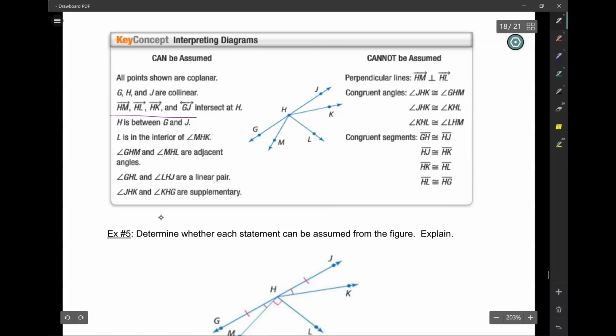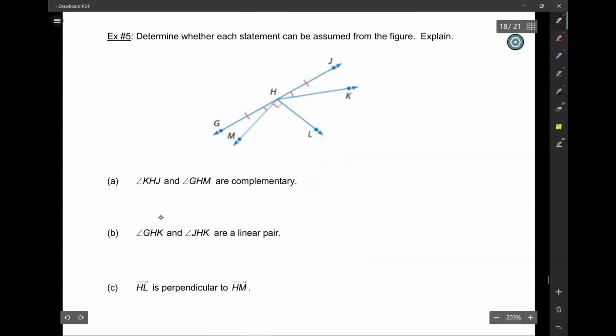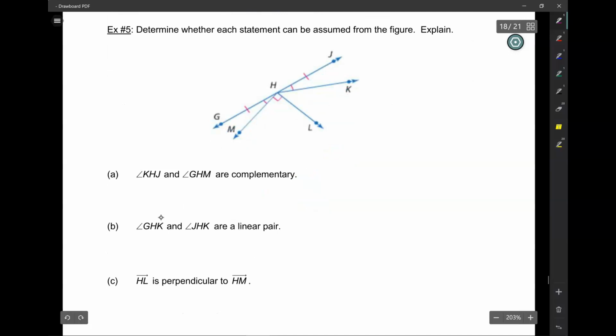Look at some of the things you can't assume. You cannot assume that HM is perpendicular to HL. You look at it and you're like, oh my God, that really looks like a 90-degree angle. Are you told that? No. So you can't assume. Let's do some examples, because if I just read this to you, you can do that yourself. Determine what can and cannot be assumed.